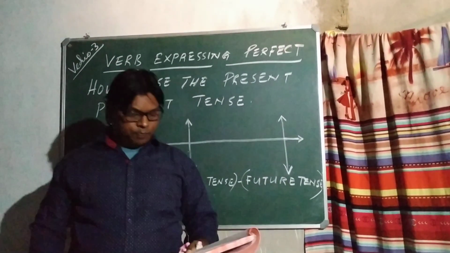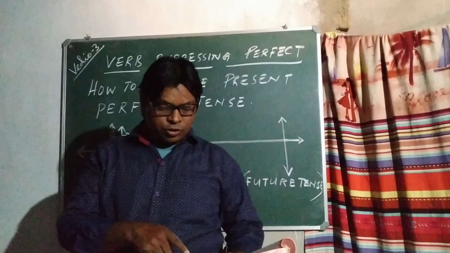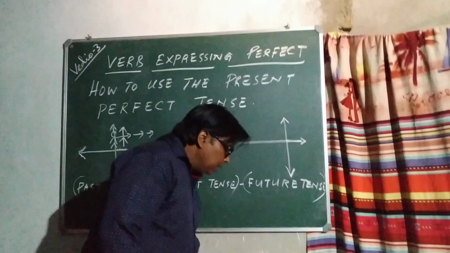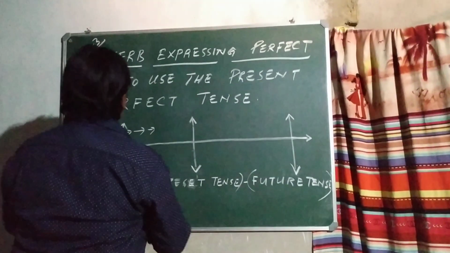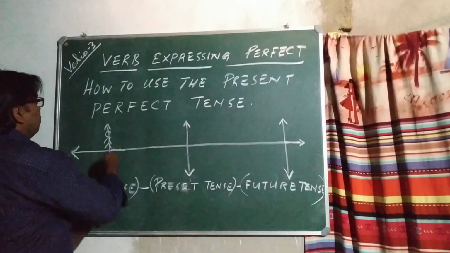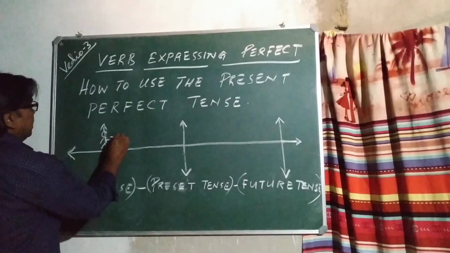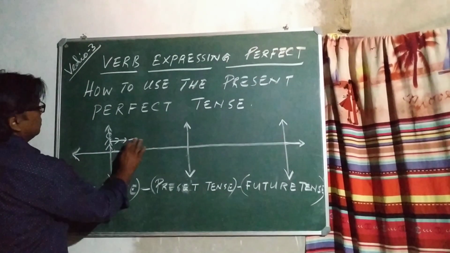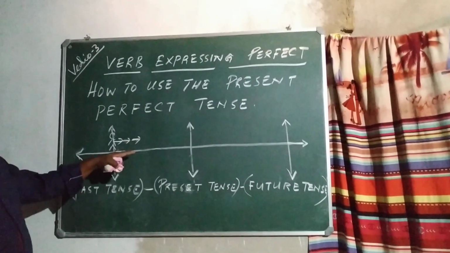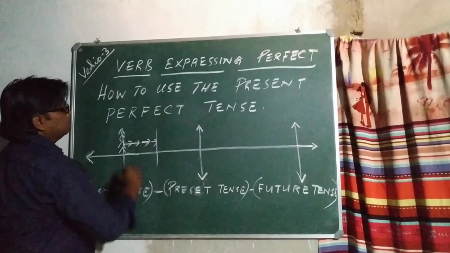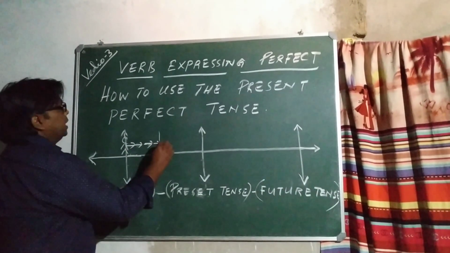And the last point is to describe an action that was completed in the recent past. That means an action that has been completed in the recent past. The action already started here. I am making a graph. Just recently it is completed. The action is already completed here.